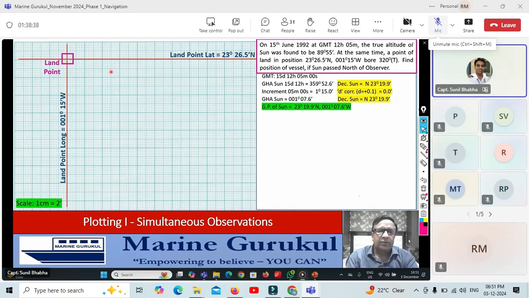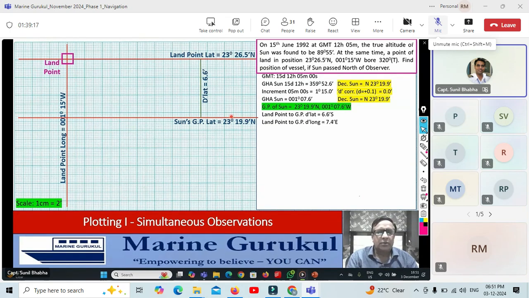Now, since the distances involved are a little bigger, we can have a smaller scale, 1 centimeter equal to 2 minutes or 2 miles. Now the land point to GP, DLAT is 6.6 minutes south. That means the parallel of the GP shall be 6.6 minutes south of it. And since we have chosen this scale of 1 centimeter equal to 2 miles, this is where we have the parallel of latitude for the GP of the sun.